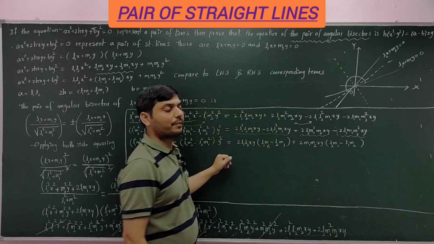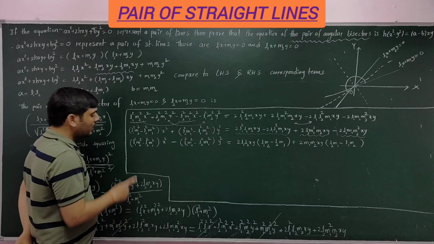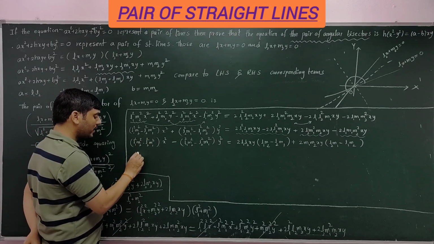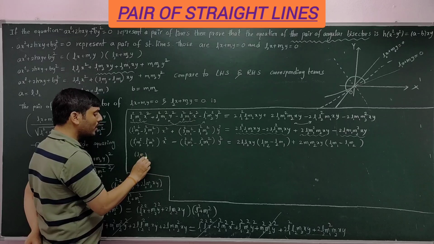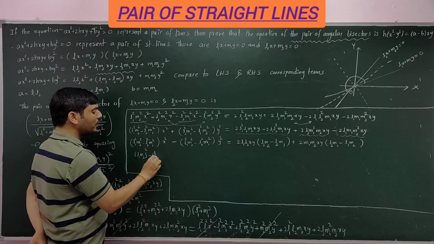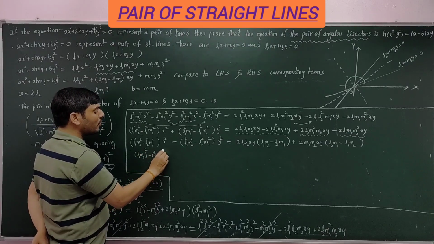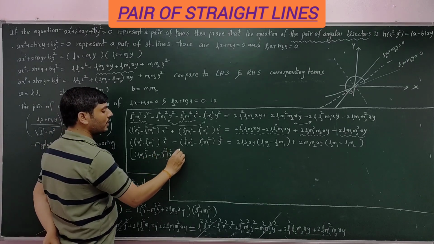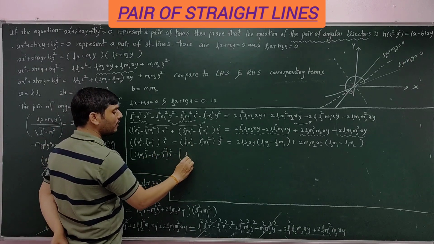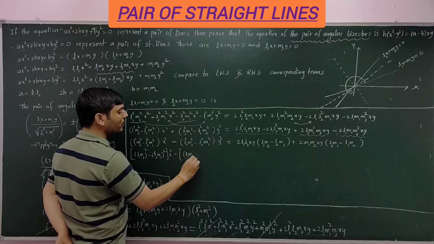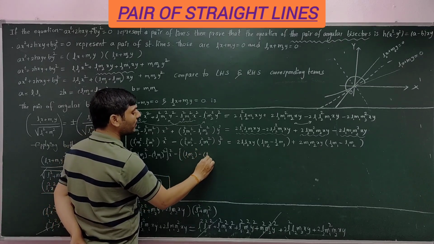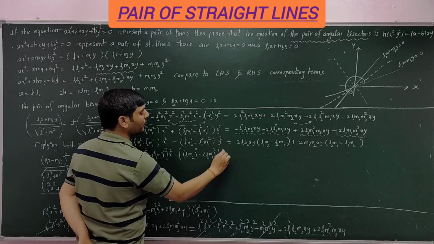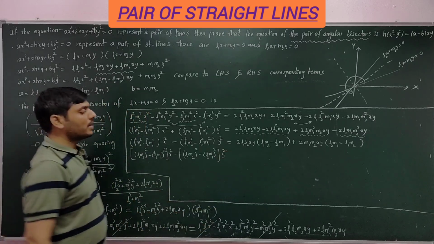L1 M2. Now this is square, square, square, square; it comes as a whole square. How can you write? (L1 M2) whole square minus (L2 M1) whole square, bracket of x square. Same concept: (L1 M2) whole square minus (L2 M1) whole square into y square is equal to.